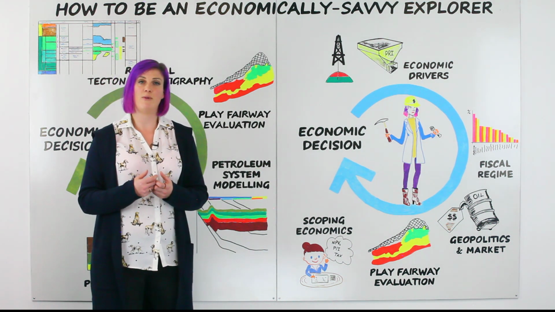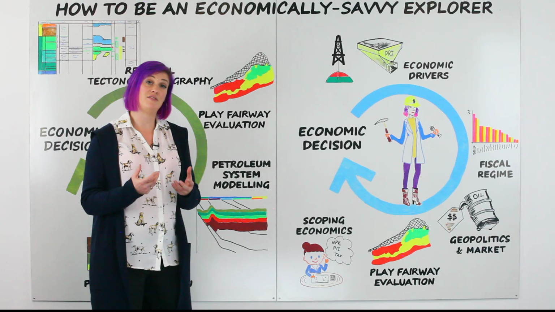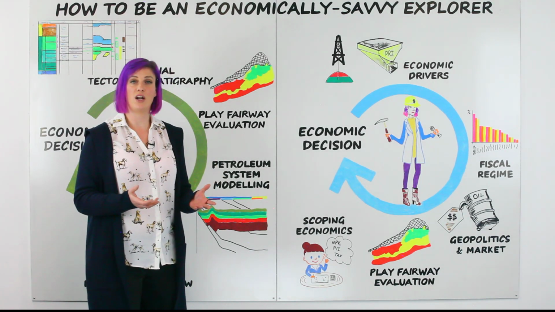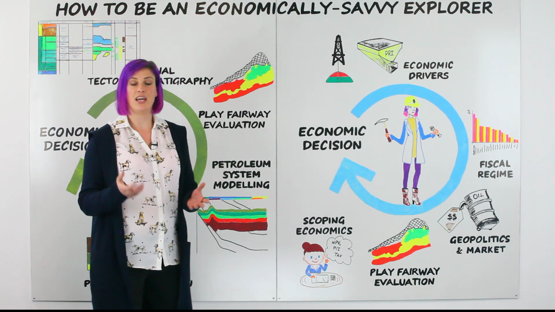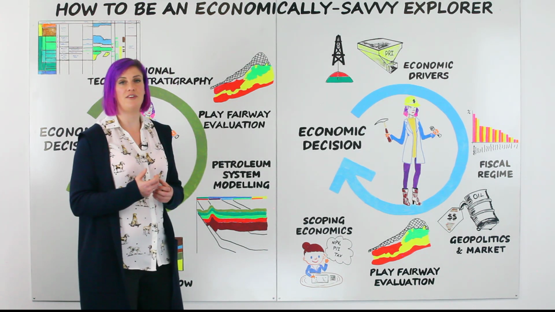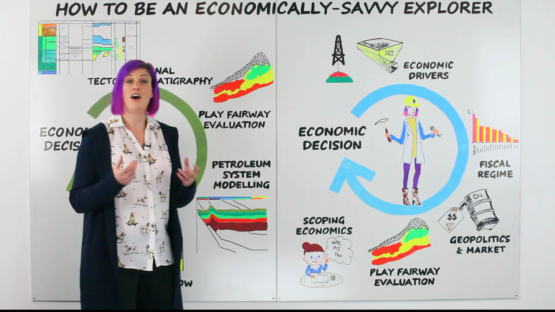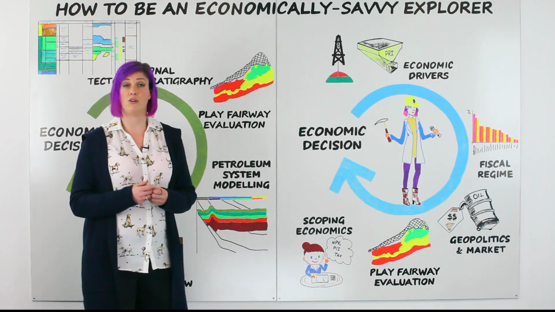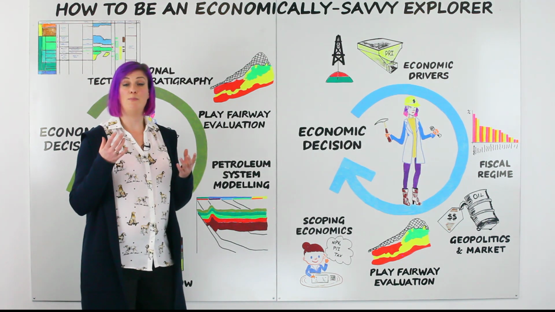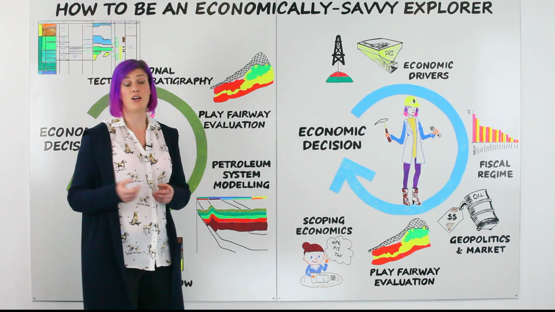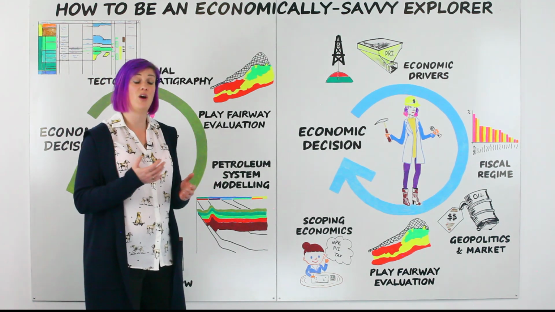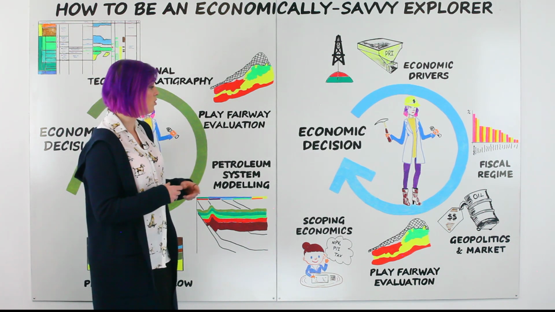Out of that play fairway evaluation, you can identify your yet to find, whether you're going to be looking for oil or gas, whether you're looking in deep water, on the shelf or onshore. And that's the sort of information you can take to your economist and ask her to do some scoping economics on. As a result of that, she can give you a MEV, a minimum economic volume, that you require to meet in order to overcome your company's economic threshold.